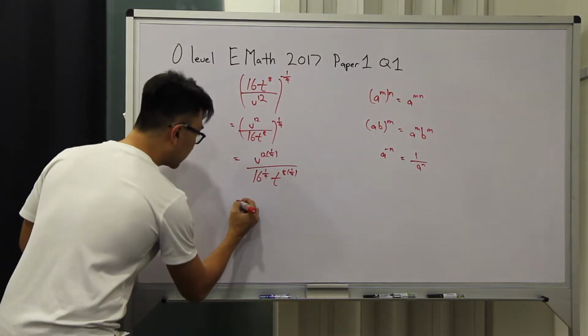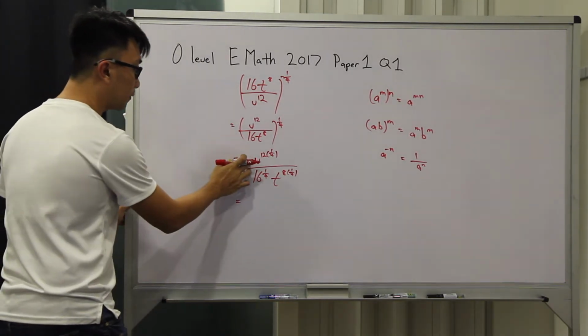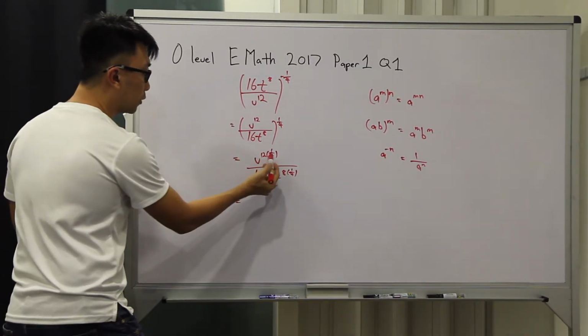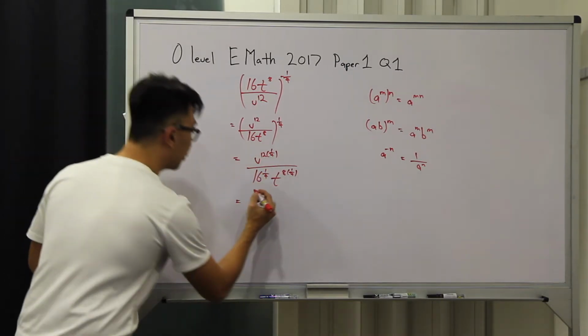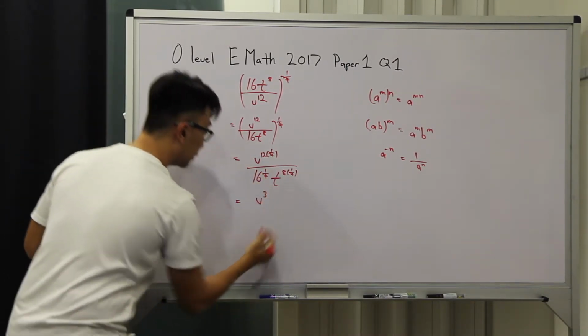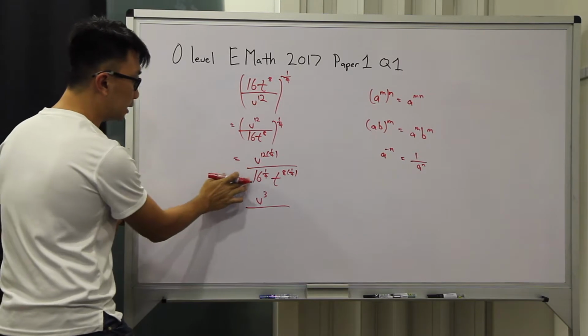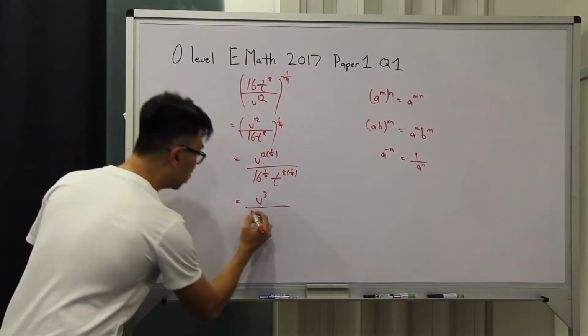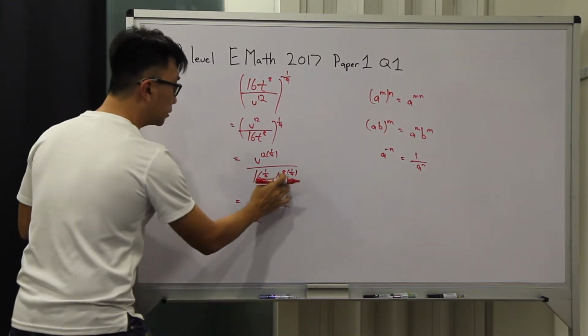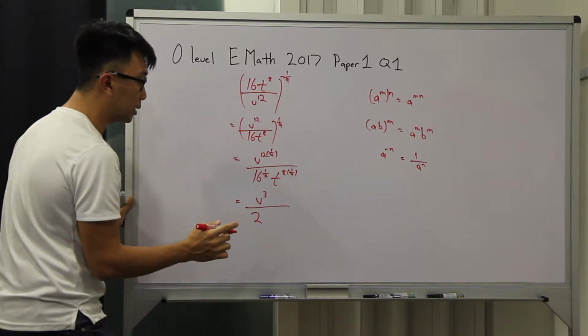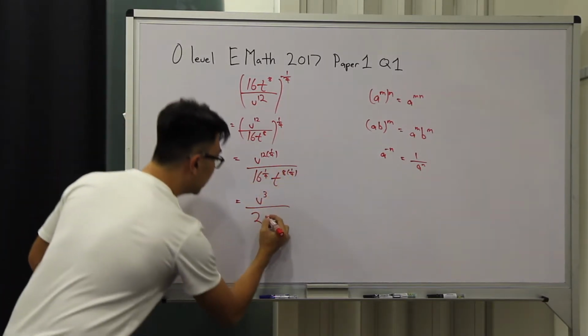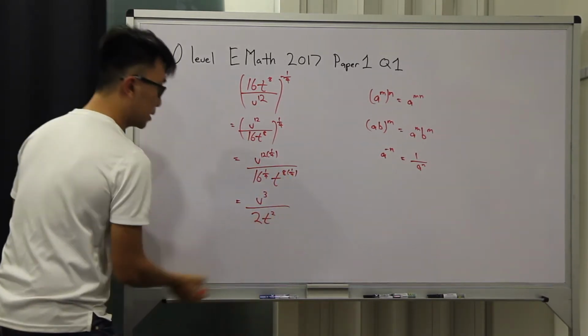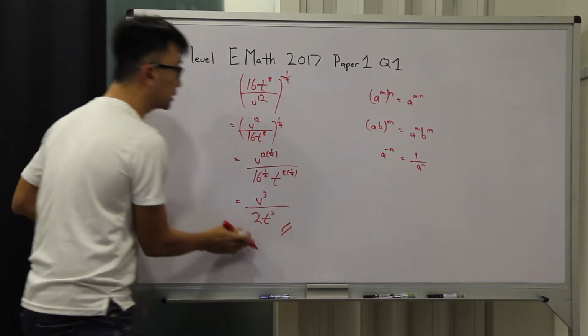Alright, next we have v to the power of 12 times 1/4, that will give us 3. 16 to the power of 1/4, that will be 2. And 8 times 1/4, that will be 2, t to the power of 2. And therefore, this will be the answer for our part D.